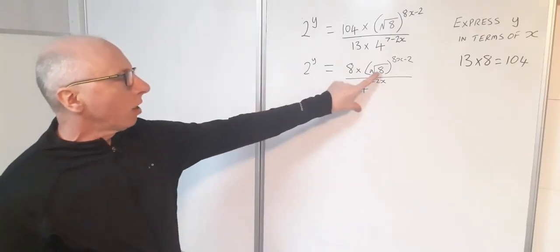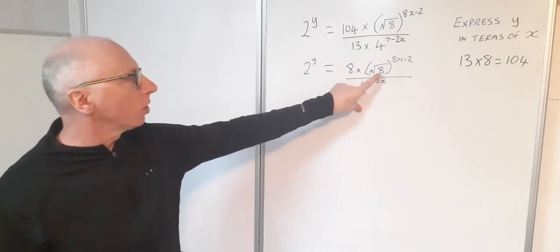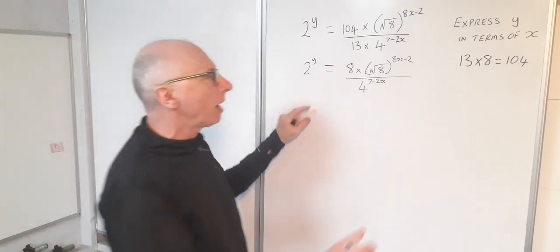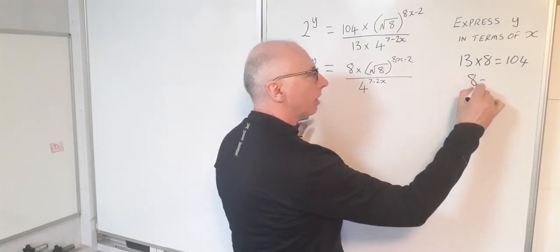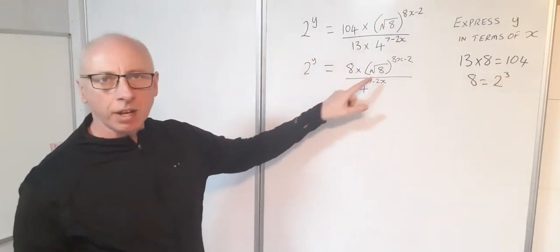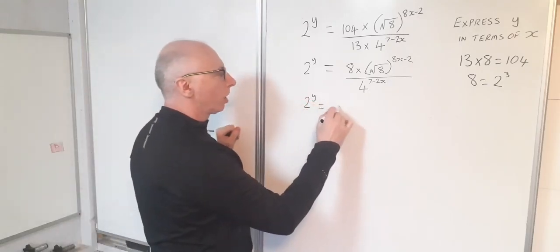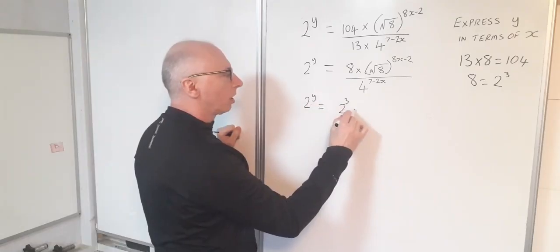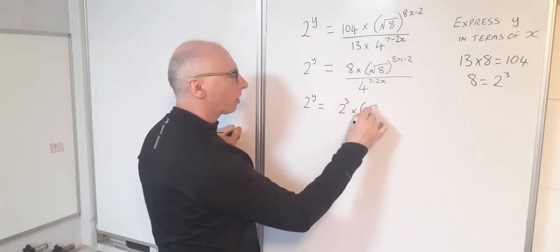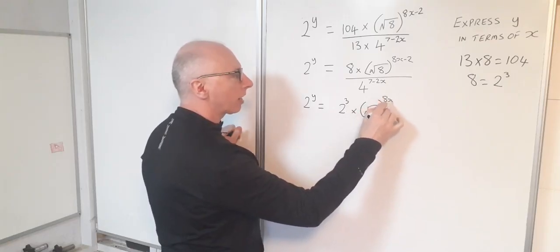So now my next goal is to try and do something with this square root of 8. Now 8 I know is 2 cubed. So that gives us 2 to the power of something. So 8 equals 2 cubed. So with that knowledge I'm going to put that inside here. So now I've got 2 to the y equals 2 cubed times square root of 2 cubed, and that's to the power of 8x minus 2.